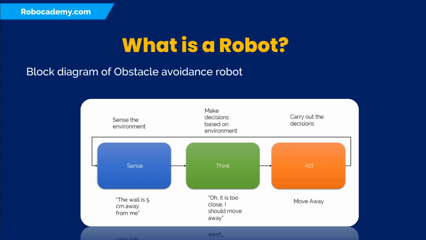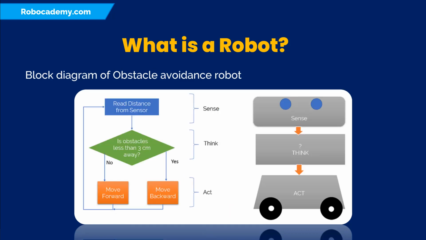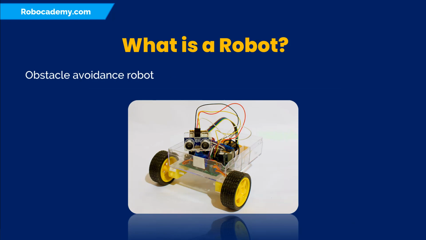Then the computer takes the decision. The computer will compare whether the object is too close or too far. If it is too close, then the computer will ask the motors to just stop or move away. And this loop will keep on executing. So this is an example of an obstacle avoidance robot, and you can see the sense, think, act loop. A very basic example.